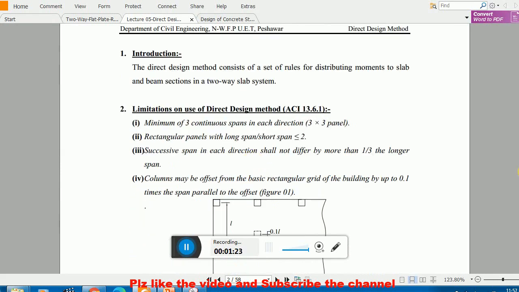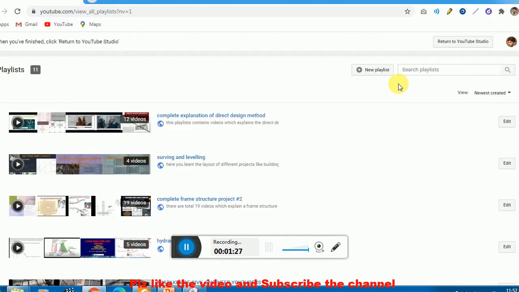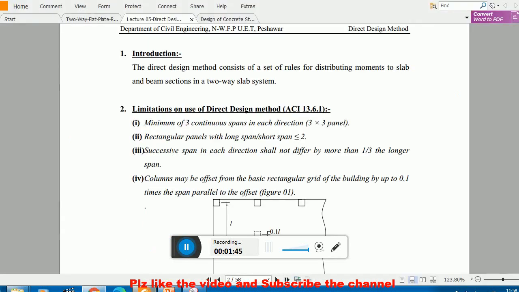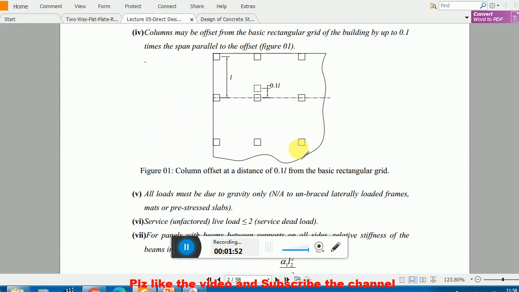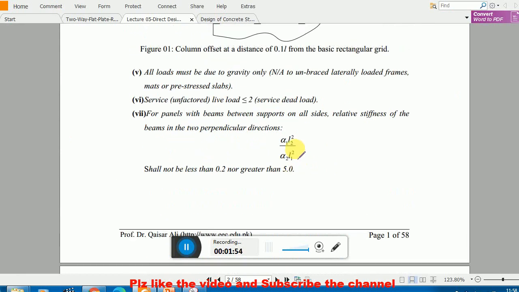I already discussed this before I start this example. I have uploaded a complete explanation of the direct design method, and this playlist includes 11 lectures. You must watch these 11 lectures to understand this method, especially lecture number 1 and 2, because in those lectures I explained many things related to this example. I have already explained these limitations.